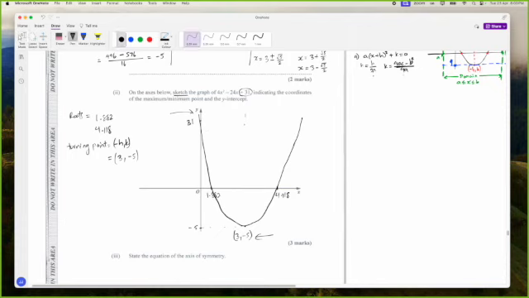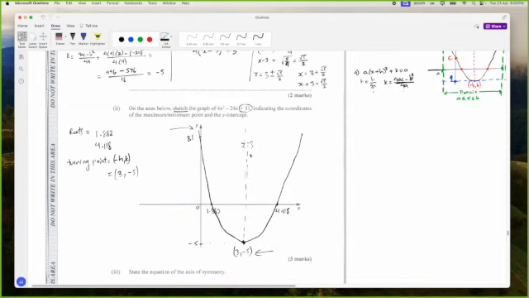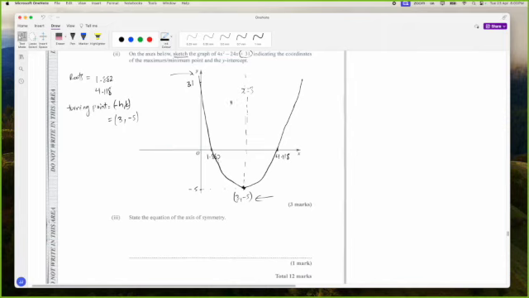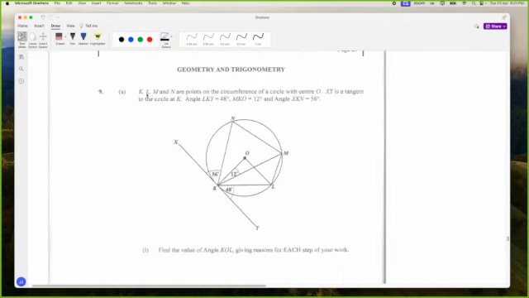And of course, the line of symmetry here will be that x is equal to 3 at your turning point. If you want, you could even put that in. But they didn't ask for it, right? State the equation. Oh, look, they asked for it. The equation of the axis of symmetry is x is equal to 3.